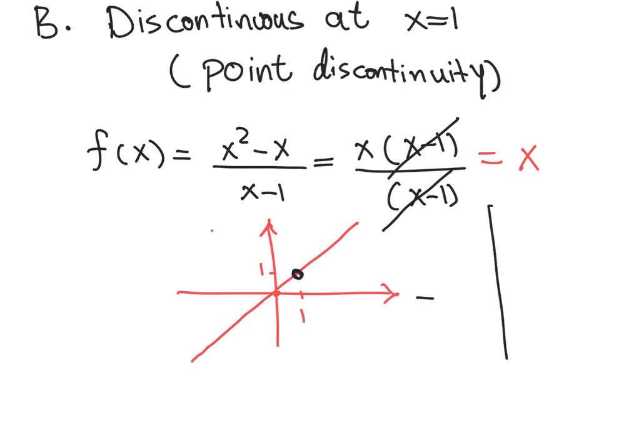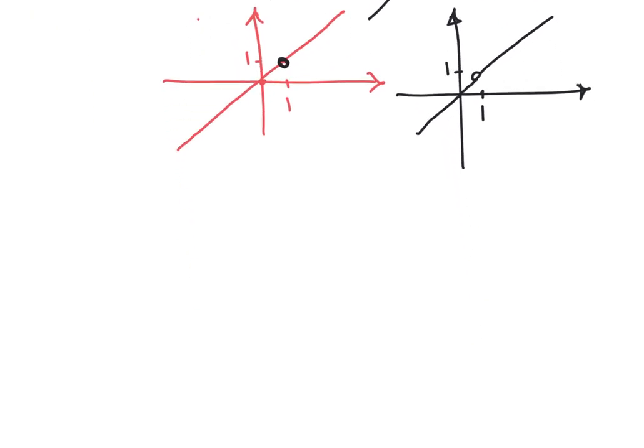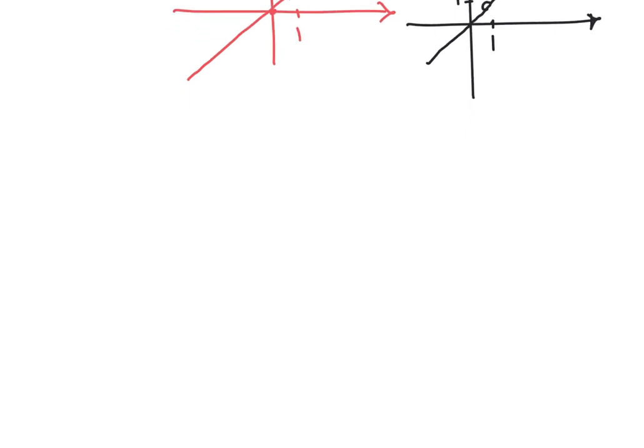Let me sketch it here. Sorry, just give me a second, let me use that color and just show you the hole. We have a hole at 1, 1. As you see, we have a hole, and this case is called point discontinuity when we have a hole. We just have discontinuity at one point.